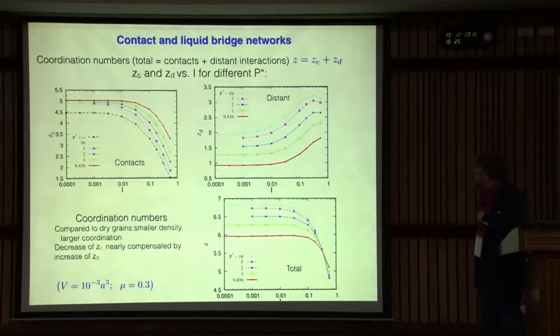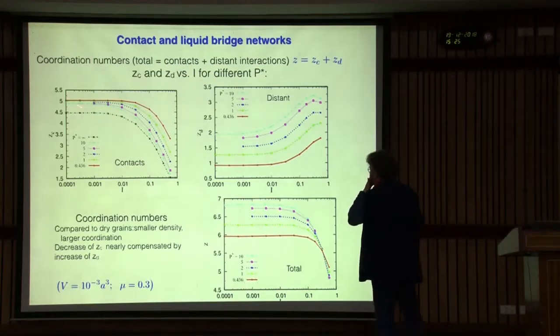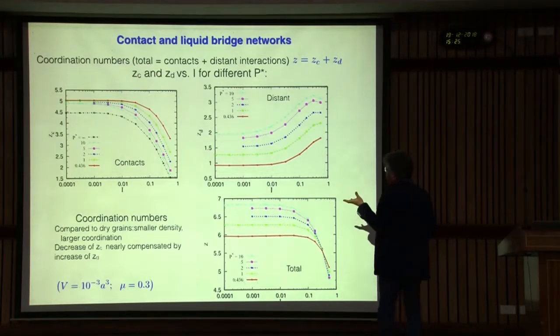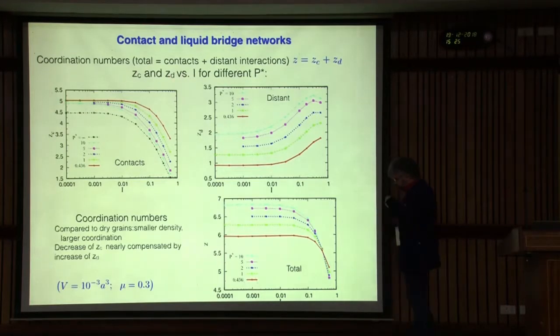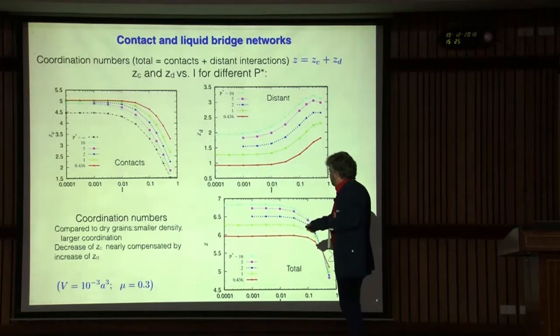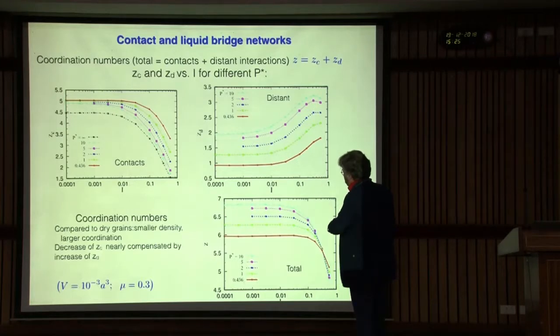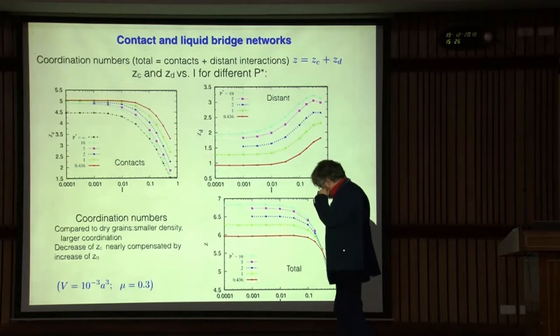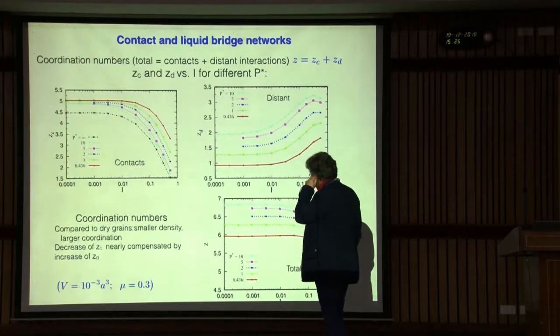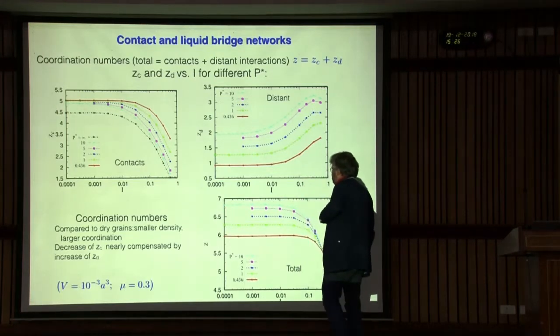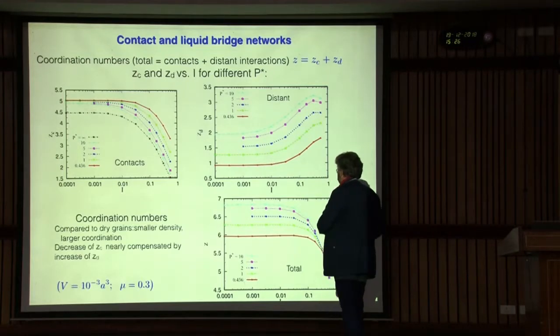Okay. Now we can investigate the microstructure, coordination numbers, but we have to distinguish between contact coordination number, ZC, and distant interaction coordination number, corresponding to pairs interacting by a bridge without contact. And this is how these quantities vary with I for different p star, as in the previous graphs, infinity down to 1 fraction. And so we see that the contact coordination number decreases as a function of I, as it does in dry granular flow, away from the quasi-static limit, inertial effects agitate the system, and it's also dilated.